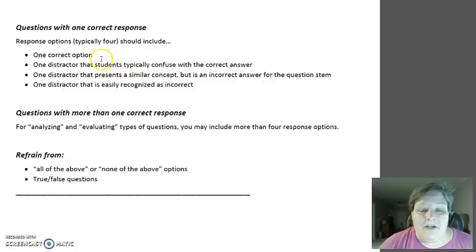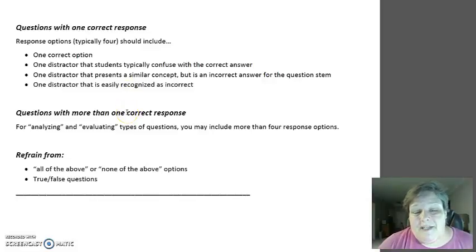You obviously have 1 correct option, but you need to know that the distractors, or the other 3 options, have a level of difficulty, something that really separates the wheat from the chaff. Then there should be one that half the students would get correct, and then there's one that is like an easy out, that they know is obviously going to be incorrect.